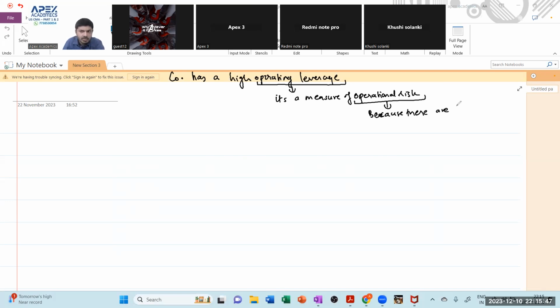there are higher fixed costs of operations. It means the company is relying more on fixed cost than on variable cost to grow its business. Now let us pay attention. Degree of operating leverage, that is DOOL.